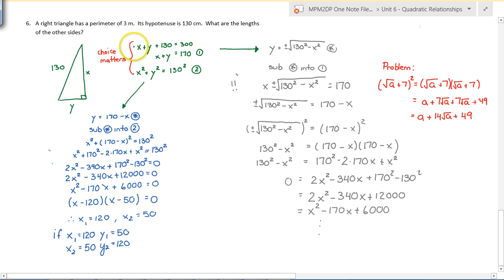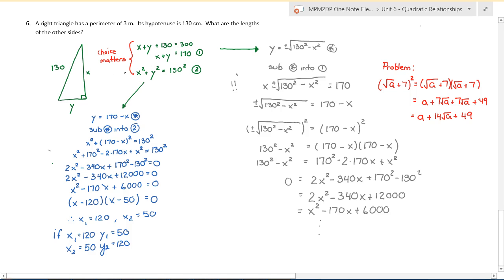I've set up my first equation using the perimeter formula. So x plus y plus 130 equals 300, and I've simplified that to x plus y equals 170. And then my second equation I've developed using Pythagoras' theorem. Now, in the past we've dealt with linear systems, so it really didn't matter which equation we used to isolate, and then which equation we substituted into.